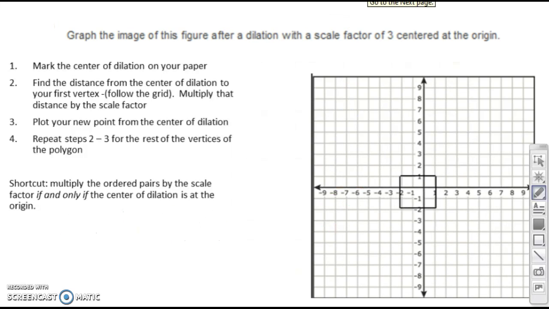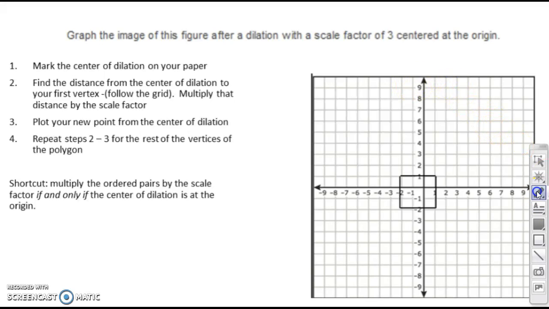Let's look at another one. I tend to not use the shortcut, but by all means you can. So I think we have 2 more. Let me make sure we have 2 more of these. Yeah. Okay, we have 2 more that are centered at the origin. So I'm going to do one using the distance, and I'm going to do one using the shortcut.